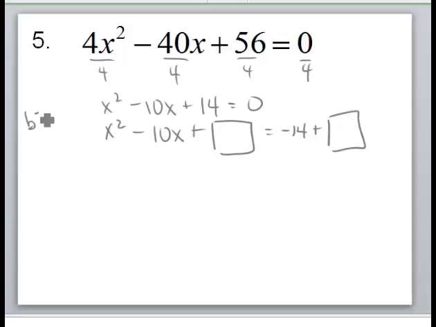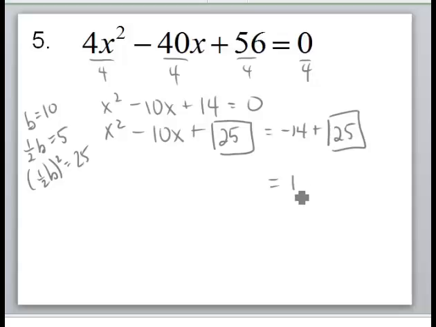Inside the box, I take my b, which is 10. I'll take half of it, which is 5, and I'll square that, which is 25. On the right-hand side, I get 11. On the left-hand side, it factors into x minus 5 times x minus 5, and I'm just going to write it once. x minus 5 squared.